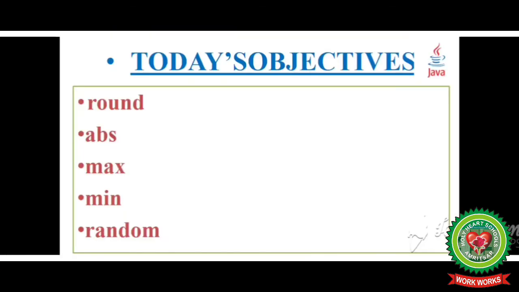So students, today we have discussed the various math functions, that is round, ABS means absolute, max function, min function and random function. So students, do practical practice of the programs, use all these math functions, revise the syntax and the function that we have discussed, and in the next video we will come with next topic.